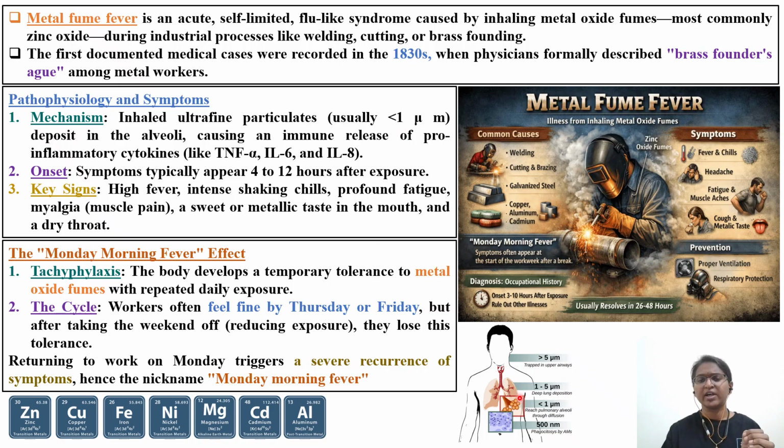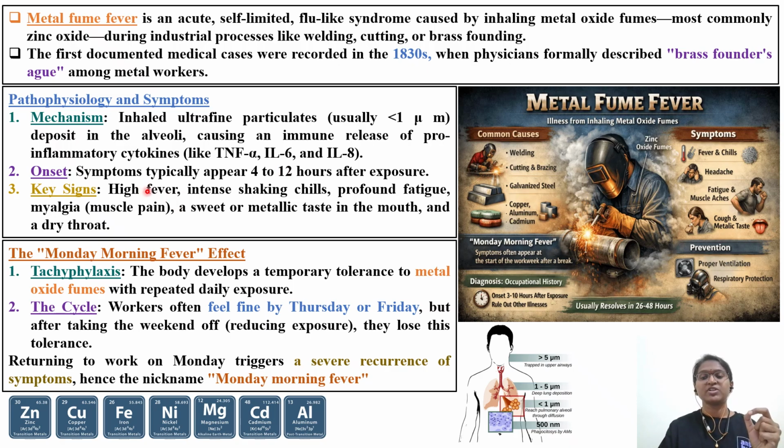This diagram I keep showing repeatedly in my videos. Here, these metal fume particles are ultrafine particles, less than 1 micrometer. Whenever they are less than 1 micrometer, they go and deposit in the alveoli, causing an immune release of pro-inflammatory cytokines. So this is going to cause inflammation. What are those inflammatory mediators? TNF alpha, interleukin 6 as well as interleukin 8, which are responsible for causing these immune-mediated reactions.